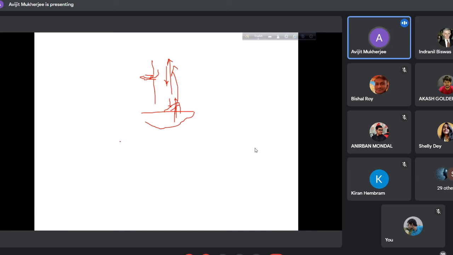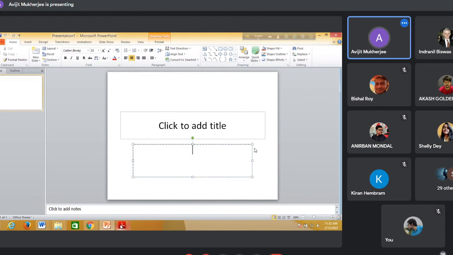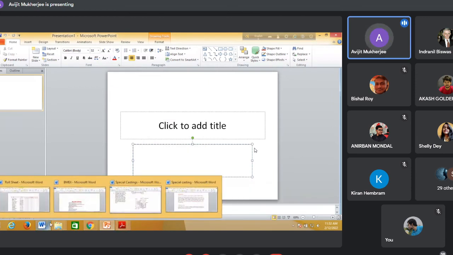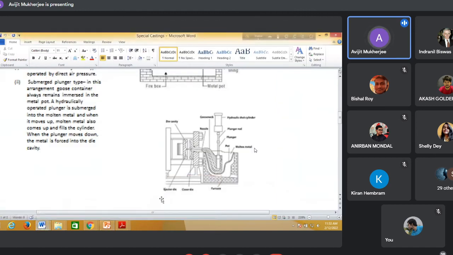Something like that. So what is the difference here? The pot is permanently dipped inside the pot, the molten bath, and only the plunger is moving up and down. So that is very rapid action. For mass production, this is suitable.